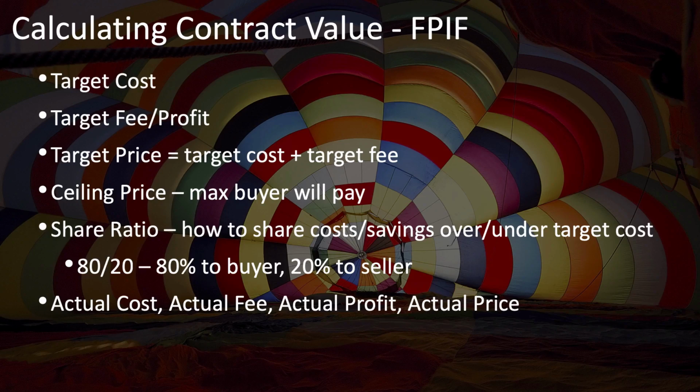Actual cost is the actual sum of all the seller's costs under the contract. Actual fee is the actual amount of incentive fee that is paid by the buyer to the seller after accounting for any shared cost savings or overruns. Actual profit is the seller's actual profit expressed as a percentage. And actual price is the actual total amount of money that the buyer pays to the seller under the contract.